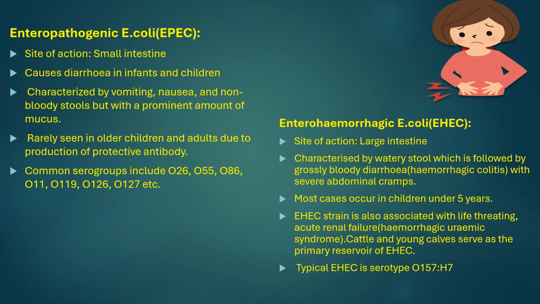Enterohemorrhagic E. coli. The site of action is large intestine. It is characterized by watery stool which is followed by grossly bloody diarrhea known as hemorrhagic colitis with severe abdominal cramps. Most cases occur in children under 5 years. EHEC strain is also associated with life-threatening acute renal failure known as hemolytic uremic syndrome. Cattle and young calves serve as the primary reservoir of EHEC. The typical EHEC is serotype O157:H7.